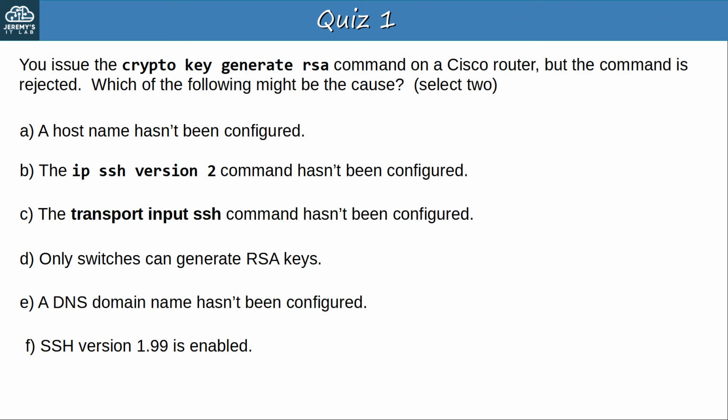The answers are A, a host name hasn't been configured, and E, a DNS domain name hasn't been configured. The FQDN, fully qualified domain name of the device, is used to name the RSA key pair. The FQDN consists of the device's host name and its domain name. Also, the default hostname of Router cannot be used. A hostname must be manually configured. Okay, let's go to question 2.